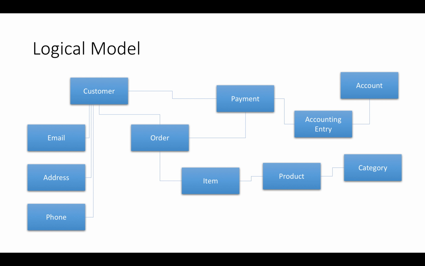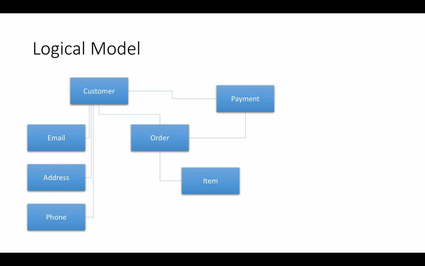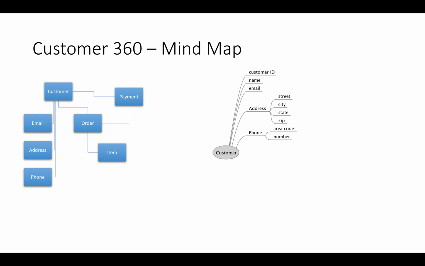So you'll recall the logical data model with all the entities that we know about. We're going to remove the account and account entry because they're not really interesting for this view. And we're also going to denormalize product and category and move them into the line item. Now let's see what that looks like with the Customer 360 mind map.